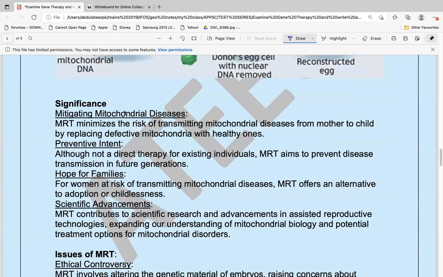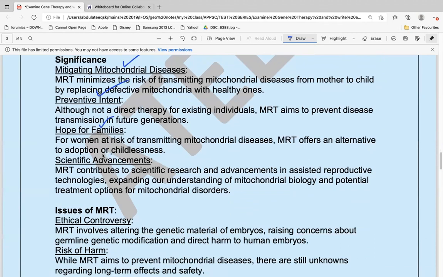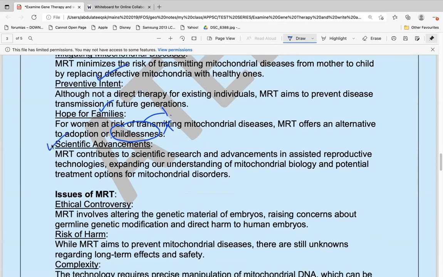Now, what is the significance of mitigating mitochondrial diseases, prevention? Hope for the families. Instead of fearing that this problem can pass to the children, and choosing childlessness: if my wife has a mitochondrial disorder, she might be afraid and prefer being childless because it can affect her child. Because of this treatment, this childlessness can be eliminated. She can bear the child. Then there is scientific advancement. By doing more research, science will be advanced.